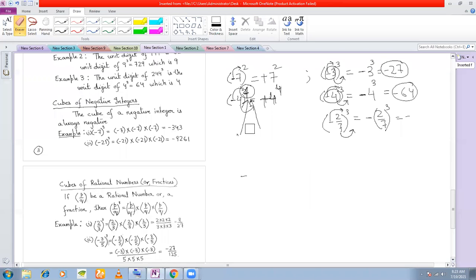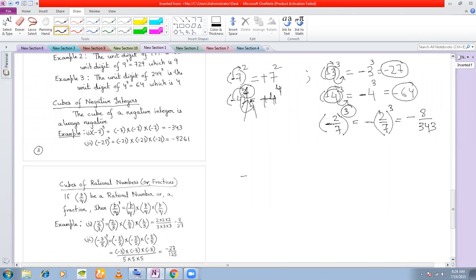Okay, so (-2/7) whole cube. Let's do this once again. (-2/7) whole cube. This is an odd power, right? That means you have to retain this negative sign. So we write the negative sign here, and (2/7) cube, right? So you get minus 8 by 343, since 7 cube is 343.